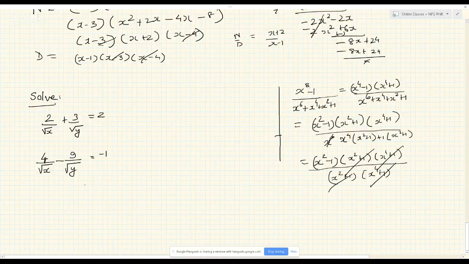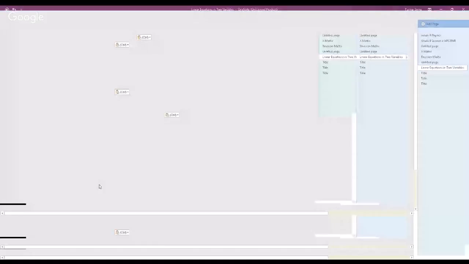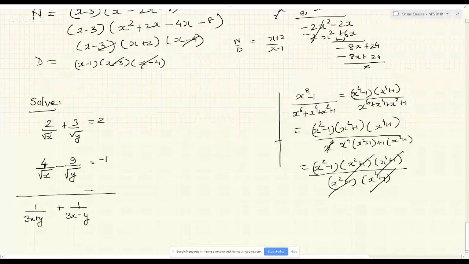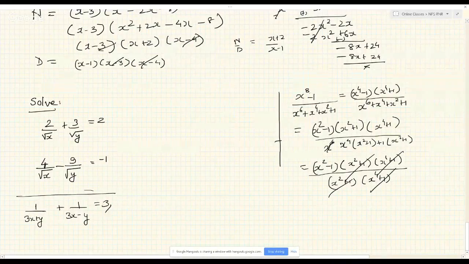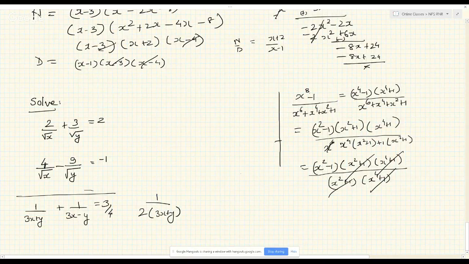Okay, so next would be, try this. 1 upon 3x plus y plus 1 upon 3x minus y equals 3 by 4, and 1 upon twice 3x plus y minus 1 upon twice 3x minus y equals minus 8. This is in NCERT also, so you can solve this, I believe.